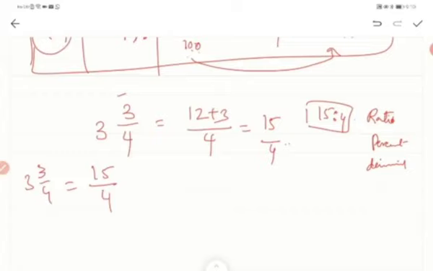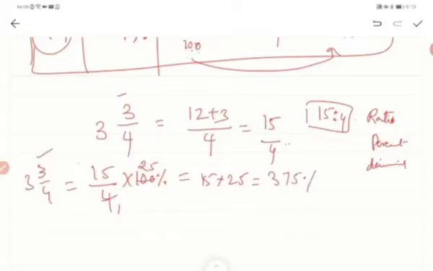So I want to convert this into a percentage, so I will multiply with 100%. That is 100. Okay, this simplification. So this is 4 1s are 4, 4 2s 8, 9, 10, 4 5s is 20. So 15 into 25, this will be equal to 375 units. Since you have multiplied with 100, you are converting it into a percentage. So that means it is 375%. Okay, this is in percentage form.